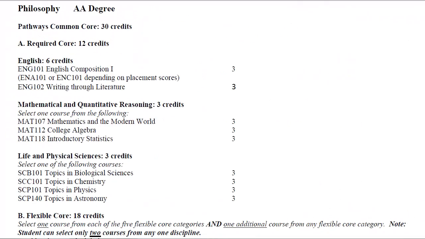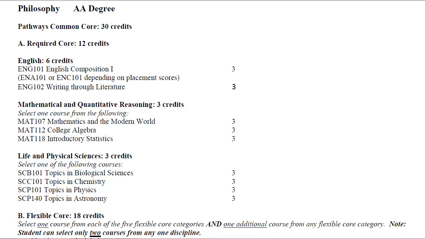Here is the Philosophy degree showing the Pathways Common Core. Remember that the Pathways Common Core consists of only 30 credits of your degree, the general education part of your degree. It is divided into two parts, the required core for 12 credits and the flexible core for 18 credits.